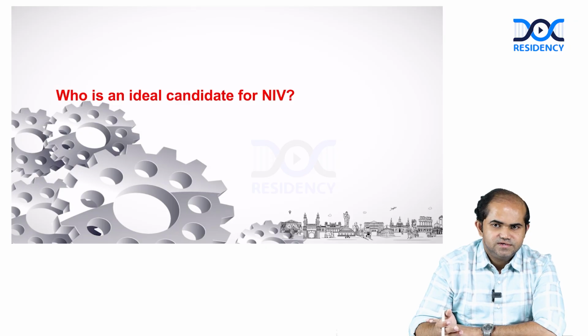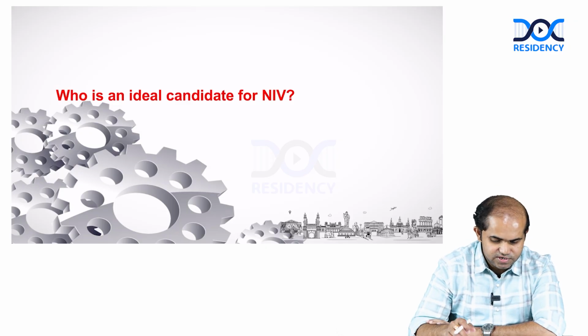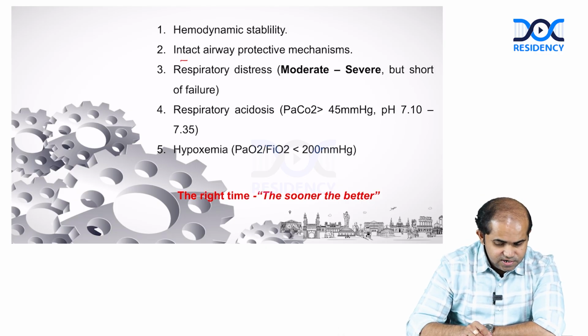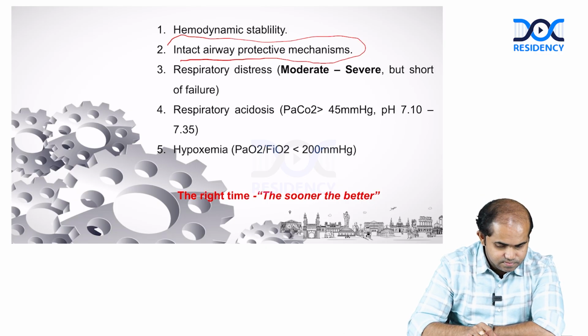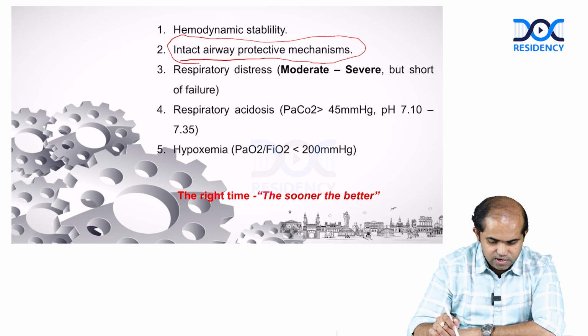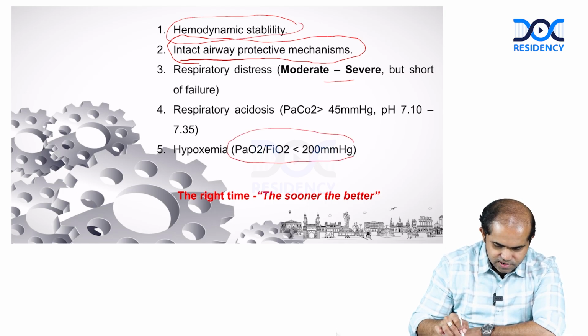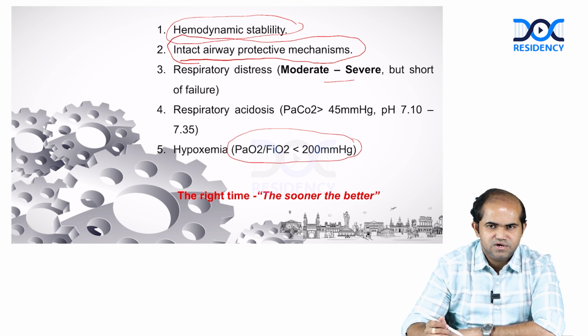So who is an ideal candidate? Now we know these are the advantages, but who is the ideal candidate? Whom should we put? Remember, you can start NIV only if your child has an intact airway protective mechanism. Then only your NIV is going to work. And you can't put it on a child on the verge of respiratory failure. The child can have moderate to severe distress, but should not be in respiratory failure. Then the child should have good hemodynamics. For hypoxemia, start only if your PF ratio is less than 200. You can't start on a PF ratio less than 100. If the PF ratio is around 80, your effort requirement is 100%, and the child is on the verge of respiratory failure, you can't start NIV in such patients.